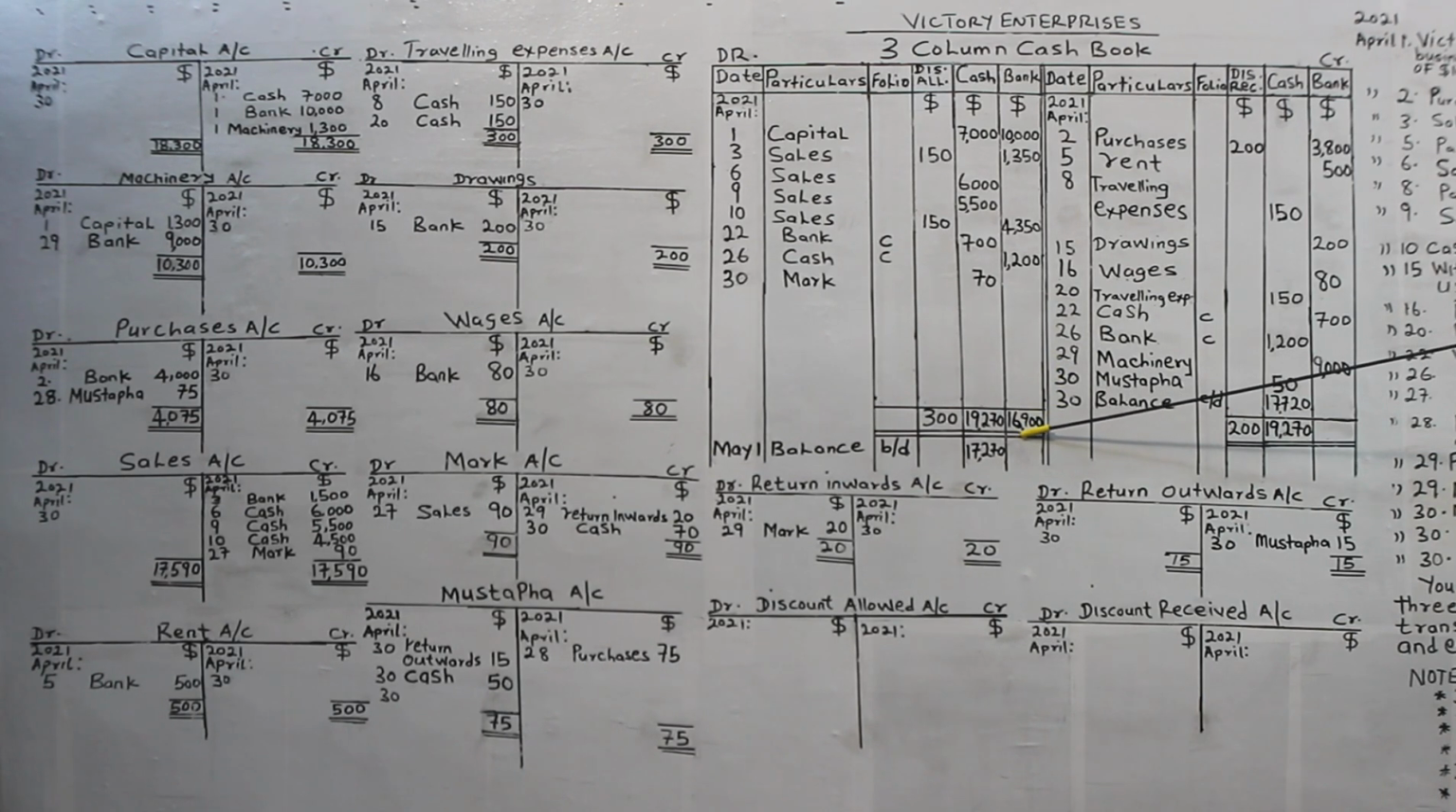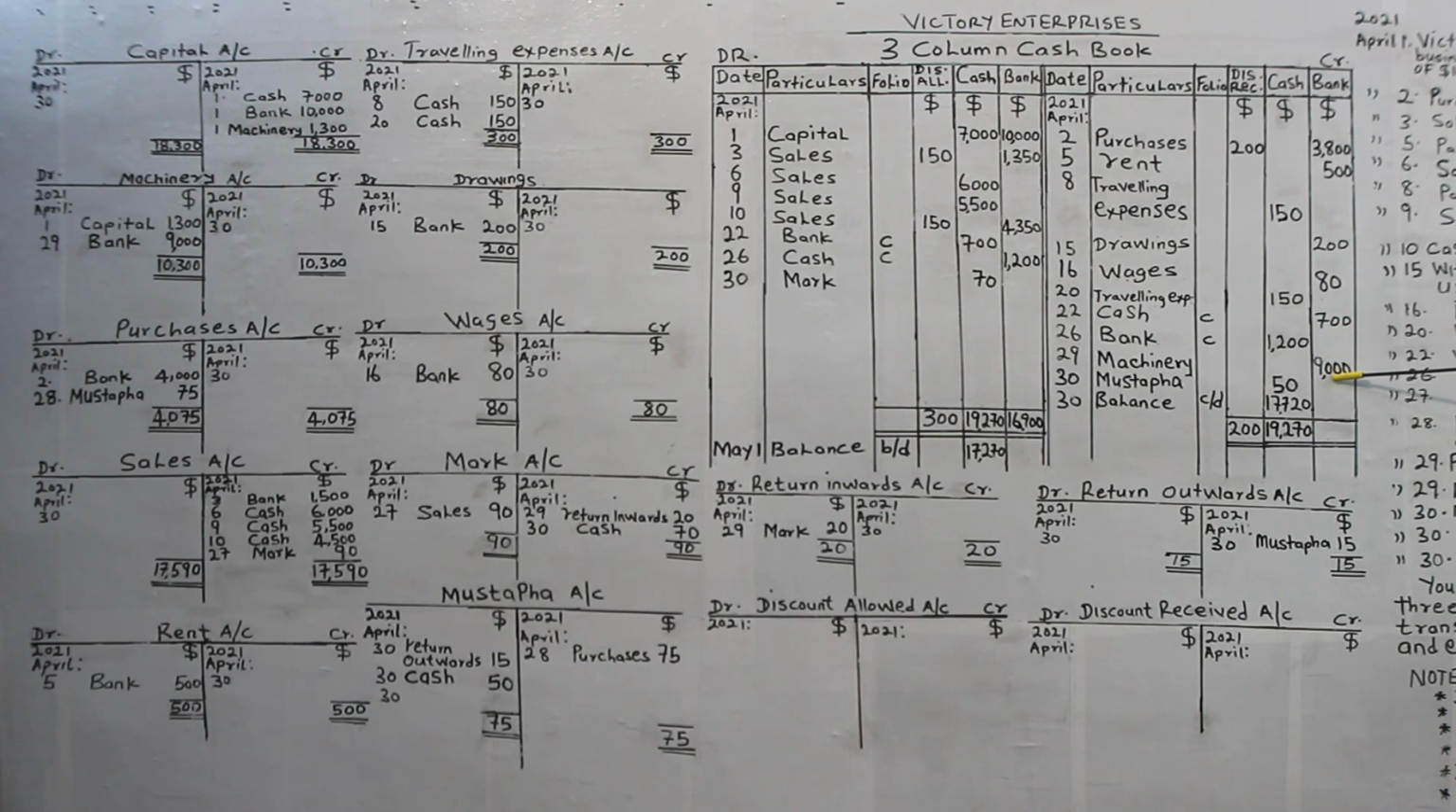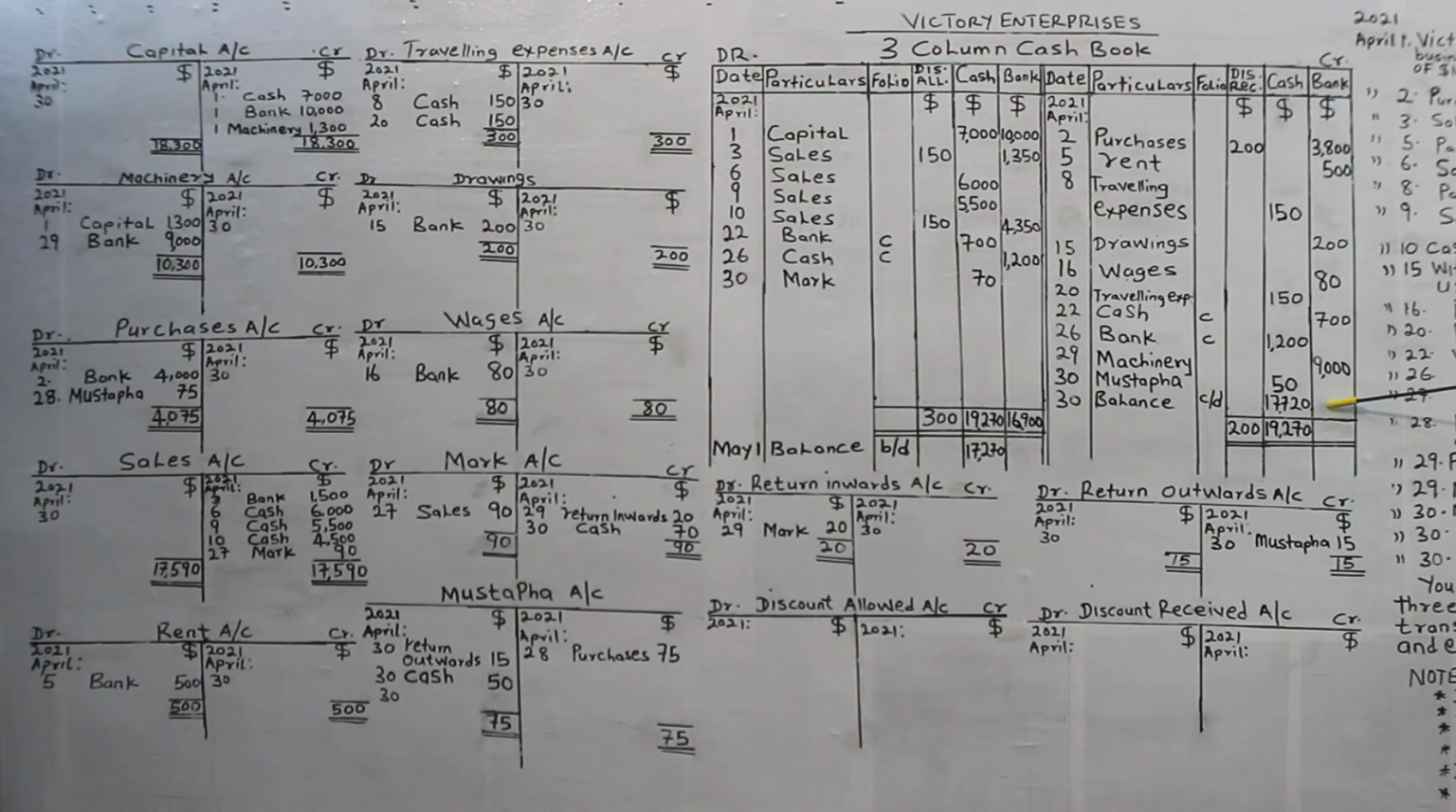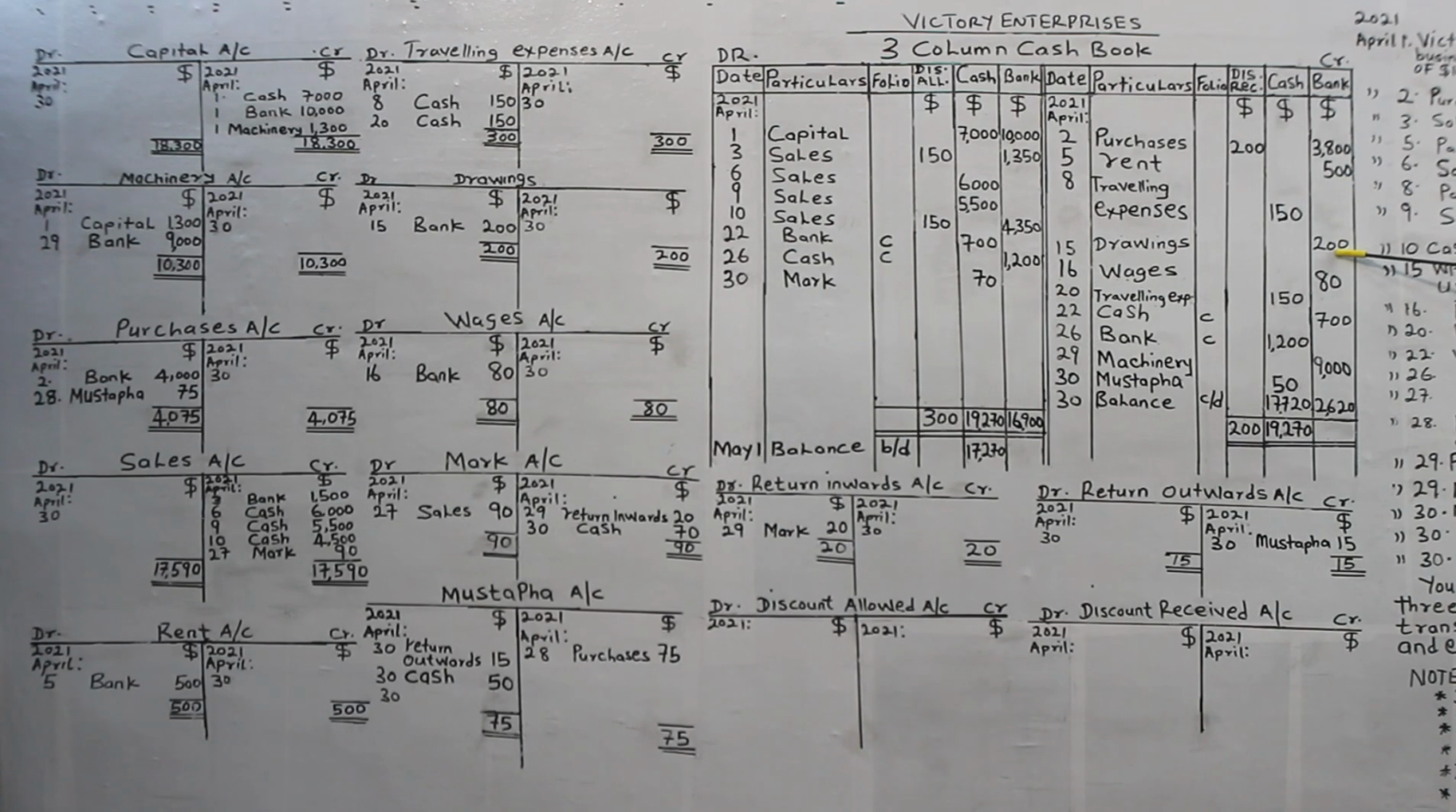Bank. 17,900 minus total amount paid out through the bank, 14,280. Our balance carried down in the bank column will be 2,620. Now if you add everything under the bank column, 3,800 plus 500 plus 200 plus 80 plus 700 plus 90 plus 2,620, which is the balance carried down.